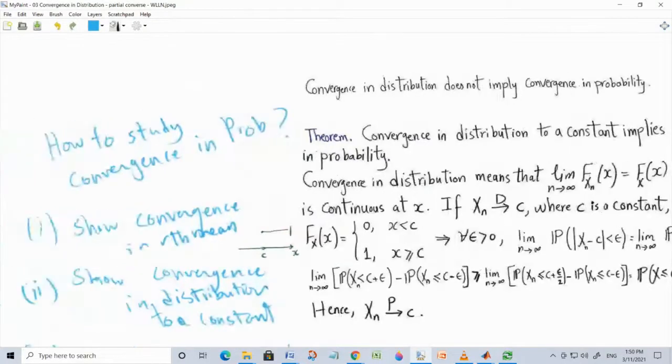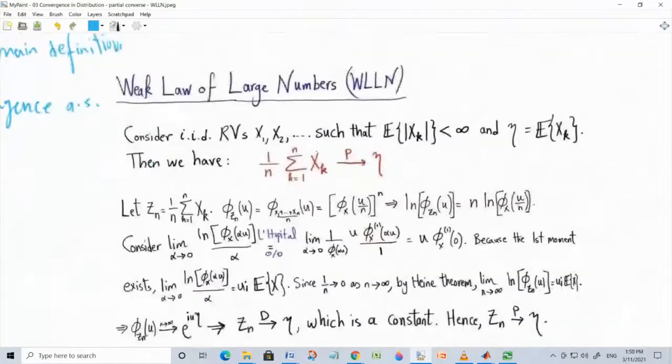So let's now prove very quickly the weak law of large numbers. The weak law of large numbers tells you that if you have an IID sequence of random variables with a finite first moment, then if you sum the random variables and divide by their number, you have convergence in probability to eta, which is the first moment. You have convergence in probability to the first moment.